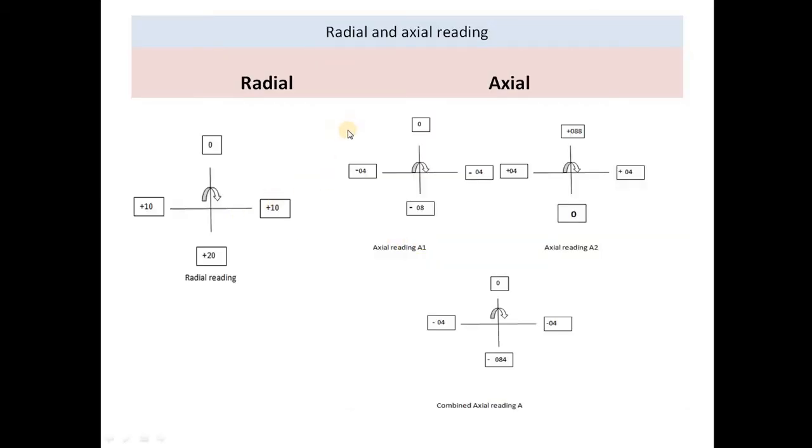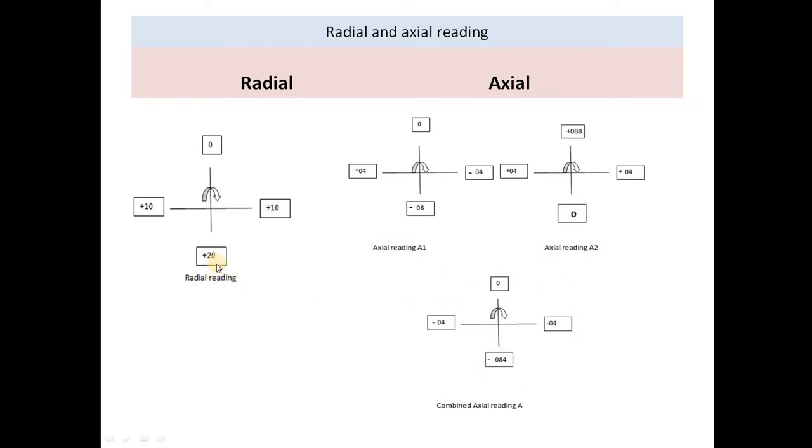Suppose after doing the horizontal misalignment correction, you will get the vertical radial reading and axial reading like this. There will be 2 axial dial gauges, A1 and A2. A1 you take as reference. Then the combined axial alignment reading will be this minus this by 2, equal to 0. This minus this by 2 is equal to minus 0.4. Minus 0 plus minus 0.4 divided by 2 is minus 0.4, and this minus this by 2 is equal to minus 0.84. So this is the radial reading, and this is the combined axial reading.